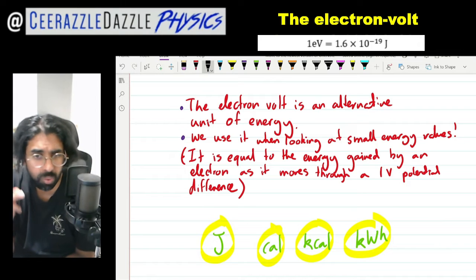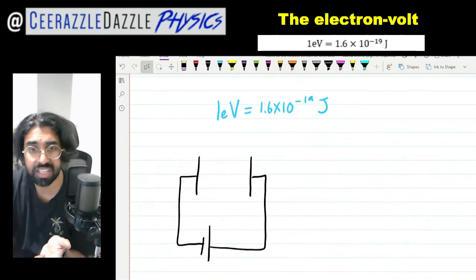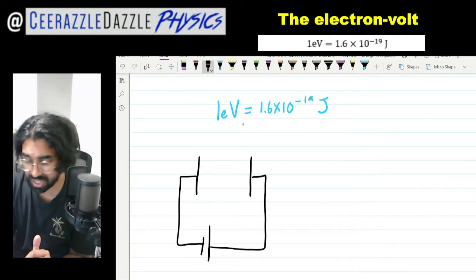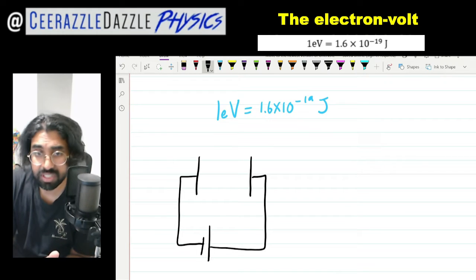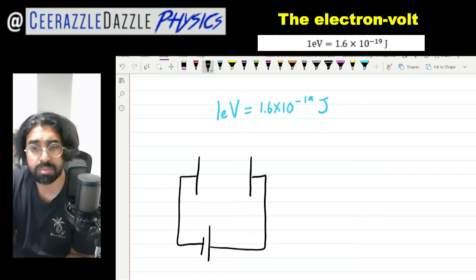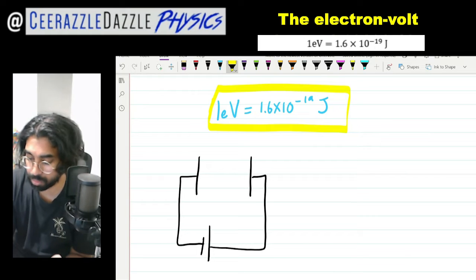So how much is 1 electron volt? Well, the symbol is the following. Over here, you can see that we've got 1 eV. That stands for 1 electron volt. E stands for the electron, V stands for the voltage. As you can see, it's equal to 1.6 times 10 to the minus 19 joules. You can accept that as a fact, but I'm going to show you where that actually comes from.